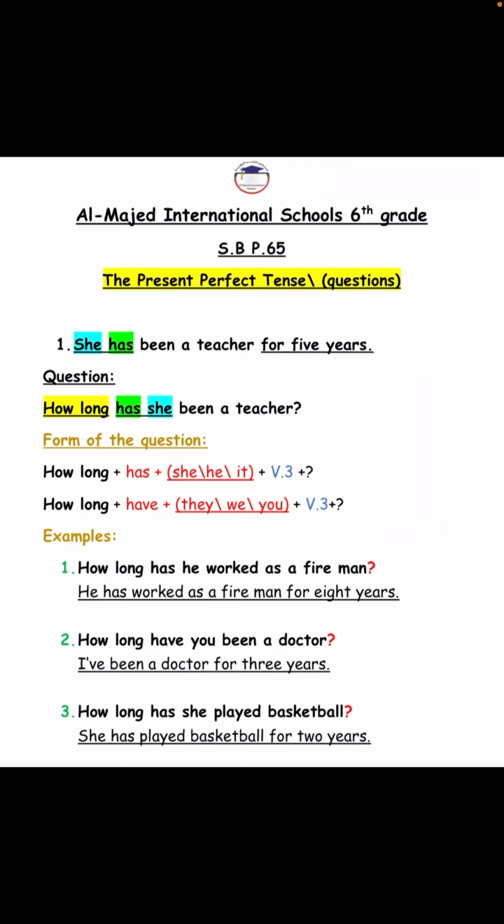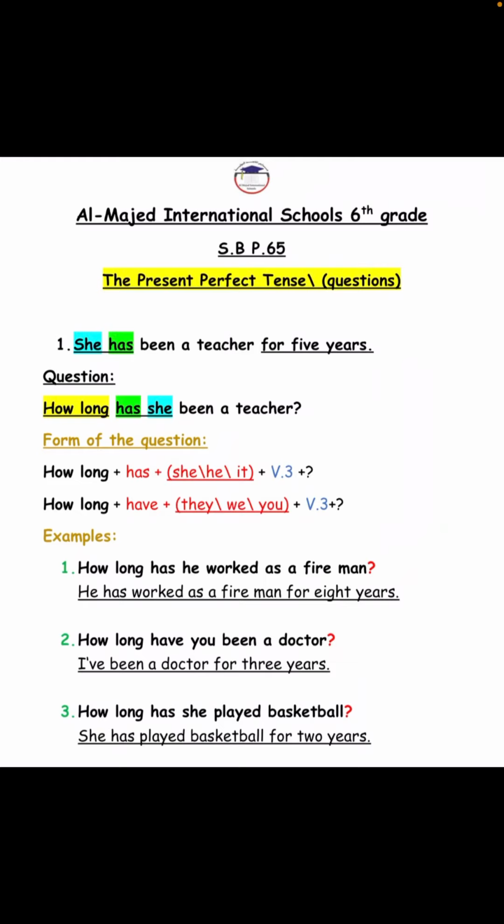هلا how do we form a question? We use how long, then we switch between the subject she and has. Then we put verb 3. Look at the question. How long has she been a teacher?